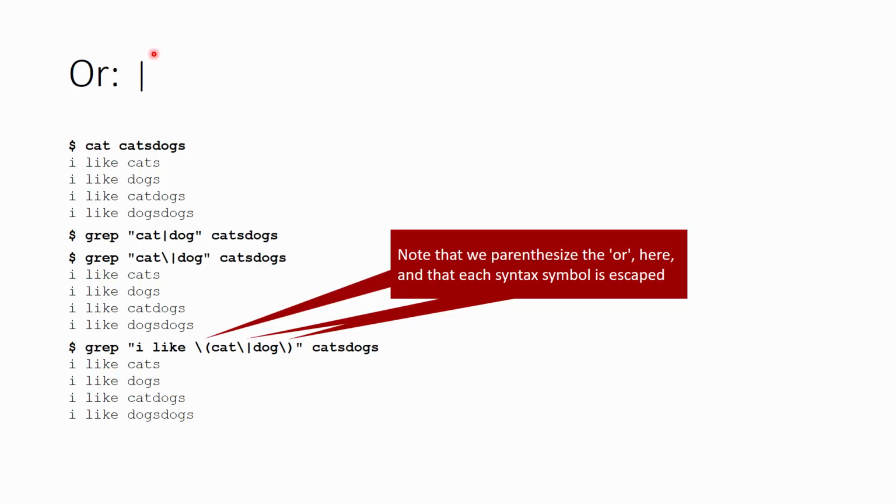The OR operator will let us refer to one of a pair of options. So in this new file we're going to use, which is called cats and dogs, it has 4 lines: I like cats, I like dogs, I like cat dogs, and I like dogs. When I grep for cat or dog and tell it to search inside cats and dogs, it returns nothing. And that means that nothing matched the pattern that I just gave it.